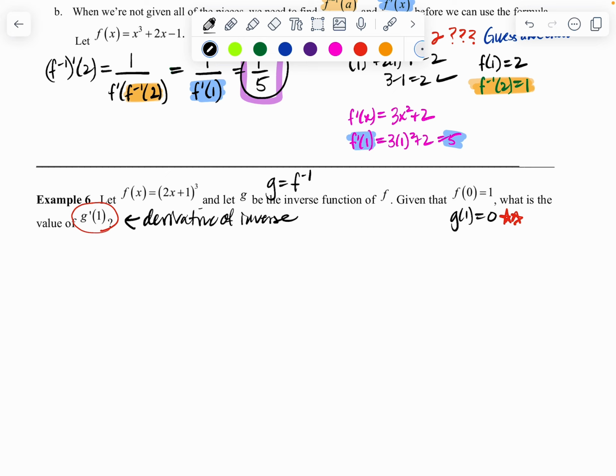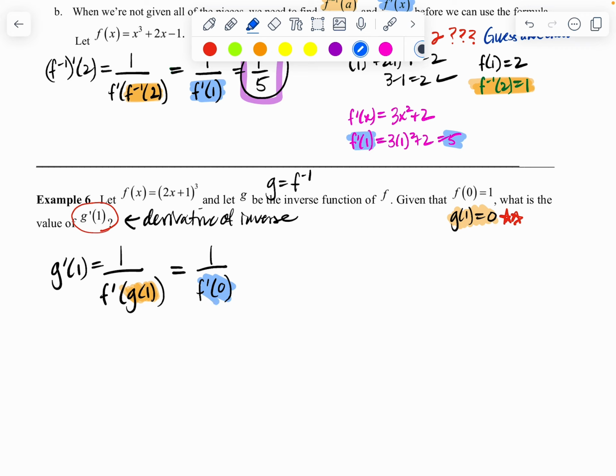And we're going to use our formula. G prime of 1 is going to be 1 over the derivative of f at g of 1. All right, so g of 1, we actually know what that is. They gave us f of 0 is 1, so we know g of 1 is 0. This is going to be 1 over f prime of 0. We do not have f prime, but we do have f, and we have derivative rules. So we can use our derivative rules to figure out what f prime of x is.